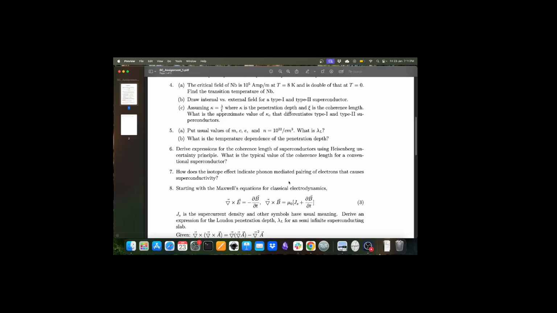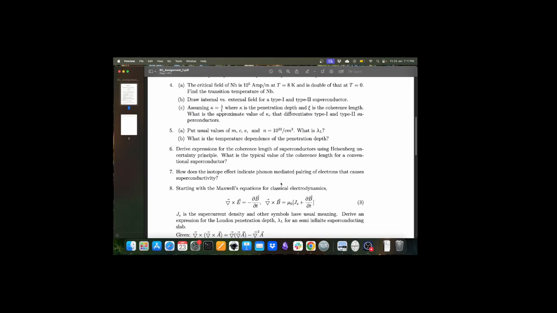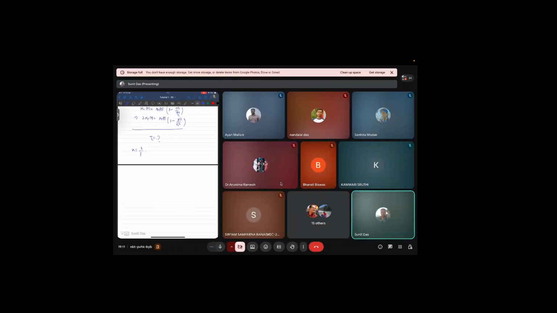Assuming kappa is lambda by xi, where lambda is penetration depth and xi is coherence length, what is the approximate value of kappa c that differentiates type 1 and type 2? So you have kappa equal to lambda by xi. The threshold value is 1 by root 2. This we can actually show from a very detailed calculation, but I don't know if it will be done in this course or not.